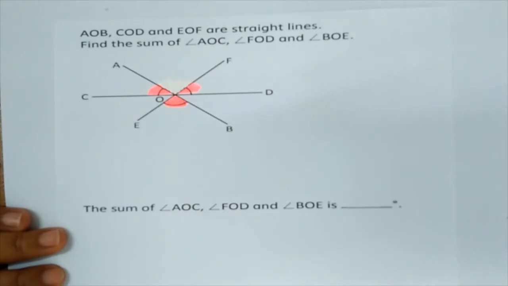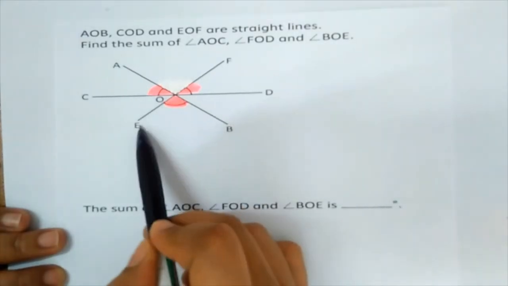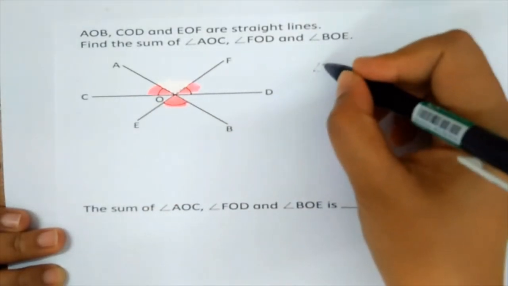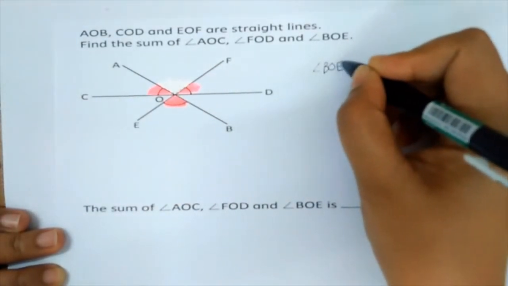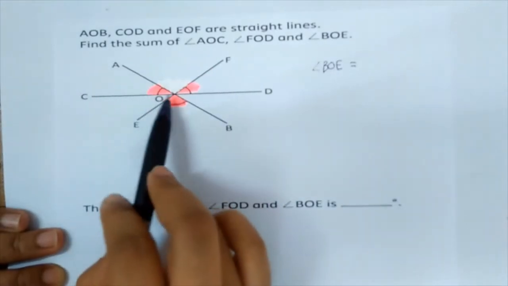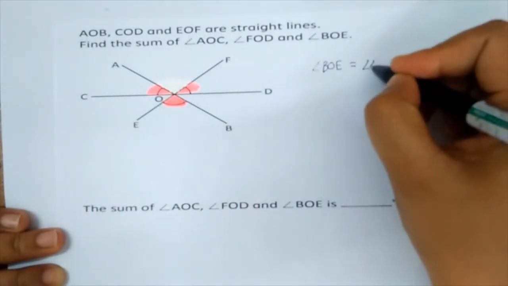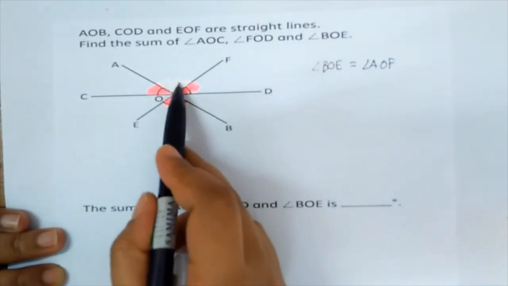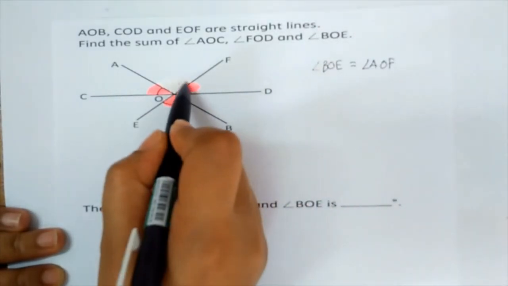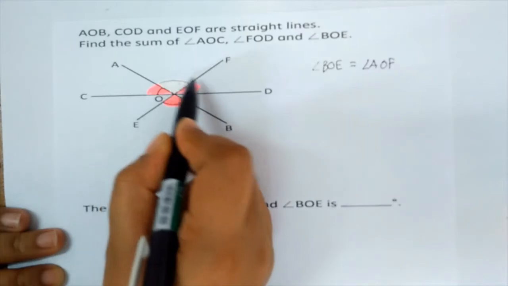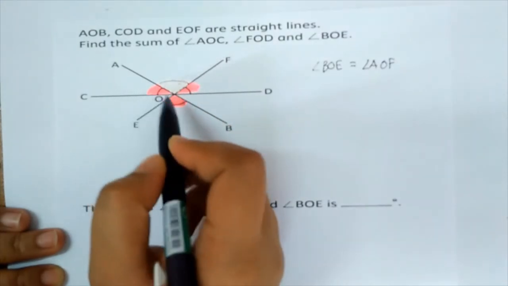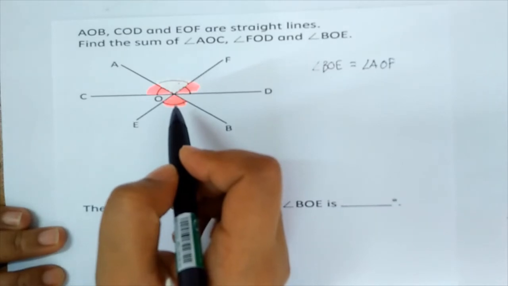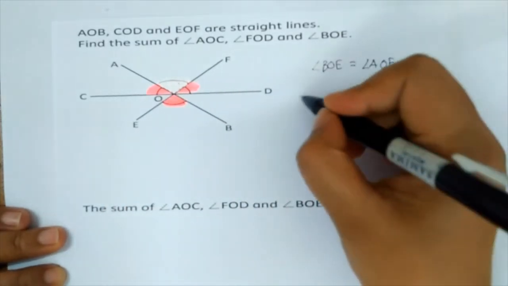vertically opposite angle. So angle BOE is vertically opposite to this angle, right? So it means angle BOE is the same as angle AOF. So if this is same with this, and these three angles are on the straight line, it means if we're going to add them, it will become 180 degrees. Very good.